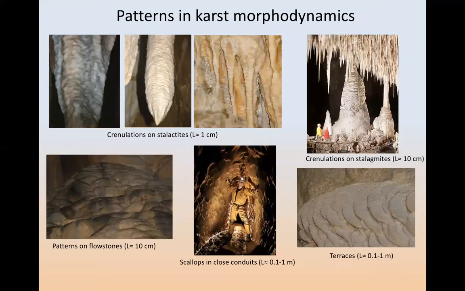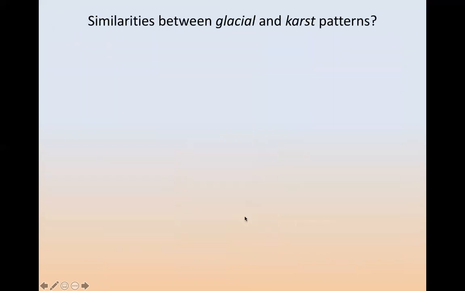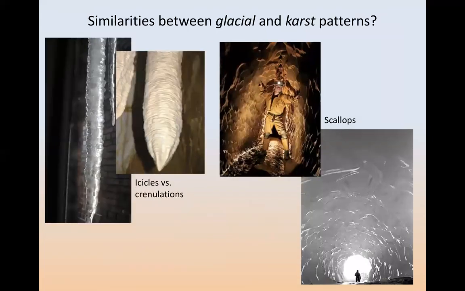We also have patterns in karst morphodynamics: crenulation on stalactites, which are corrugations on stalactites, crenulation on stalagmites, patterns on flowstones, and scallops in closed conduits inside the cave. So we also have similarities between glacial and karst patterns. You see crenulation and corrugations both on ice and stalactites, and also scallops, very similar indeed, both in caves and inside glaciers.